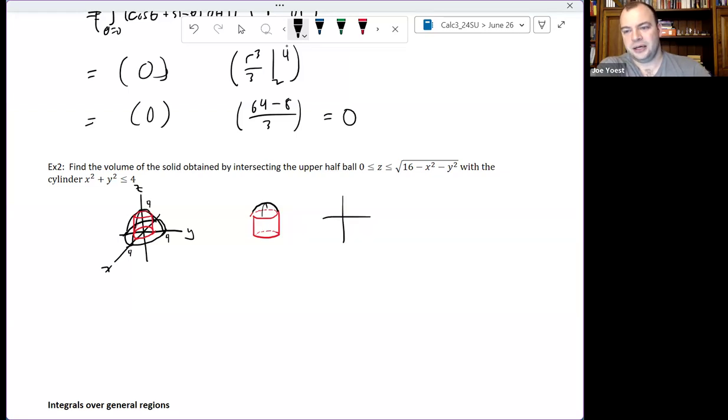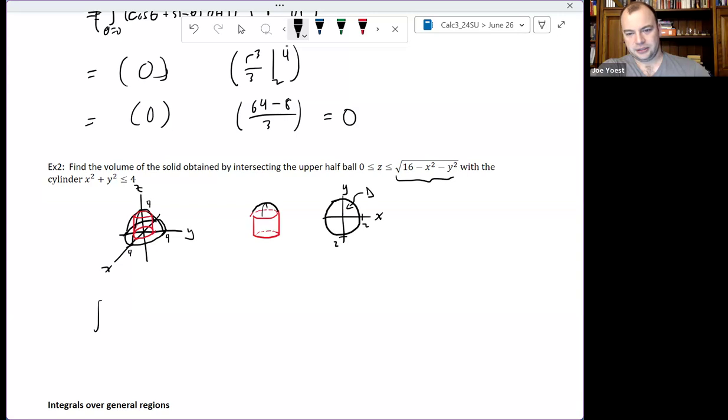We see that our domain, our region of integration, is just going to be this circle of radius 2. And for our integrand, our height for the top of our volume, the bottom of our volume is just the xy plane, so we don't have to deal with anything more complicated on the bottom, but the top is this function here, 16 minus x squared minus y squared.